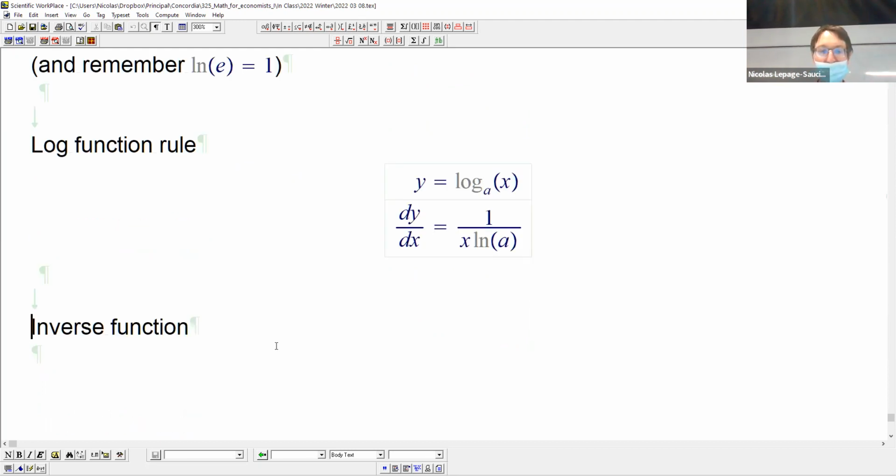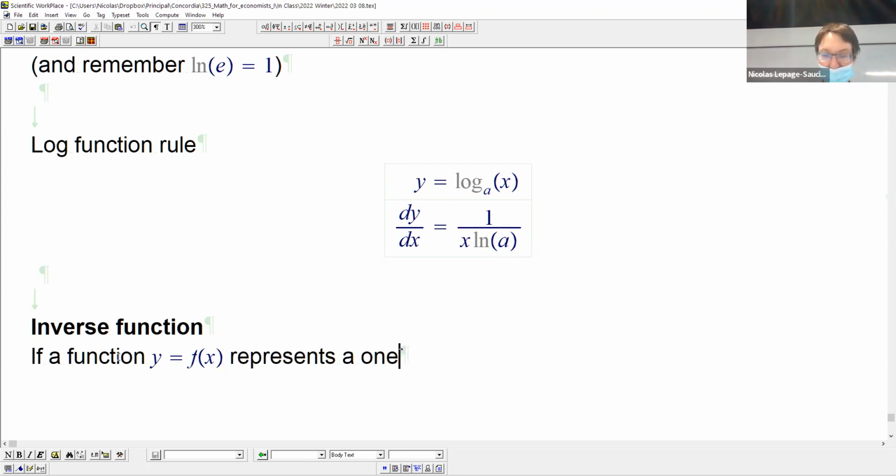Okay, so that's new stuff now. Inverse function. So, a lot of writing, I'm afraid. A function y = f of x represents a 1 to 1 mapping. So this means that you can write y equals f of x, but you can also write x equals f minus 1 of y. So there's a single value of x that corresponds to a single value of y all the time.